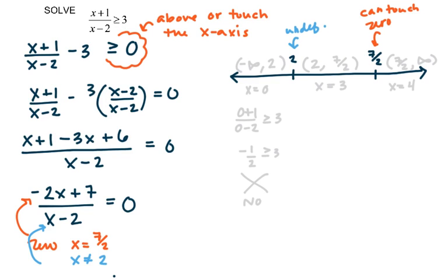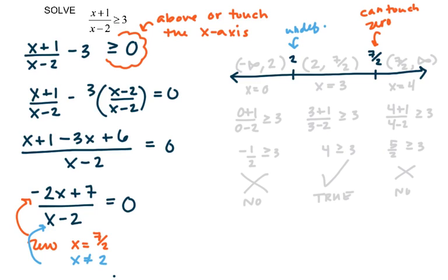So we'll do the same thing with 3. 3 plus 1 over 3 minus 2 greater than or equal to 3. So that gives me 4 over 1. Positive 4 is greater than or equal to 3. This is true. And then lastly, I would say 4 plus 1 over 4 minus 2 greater than or equal to 3, which gives us that we have 5/2 is greater than or equal to 3, which is false.